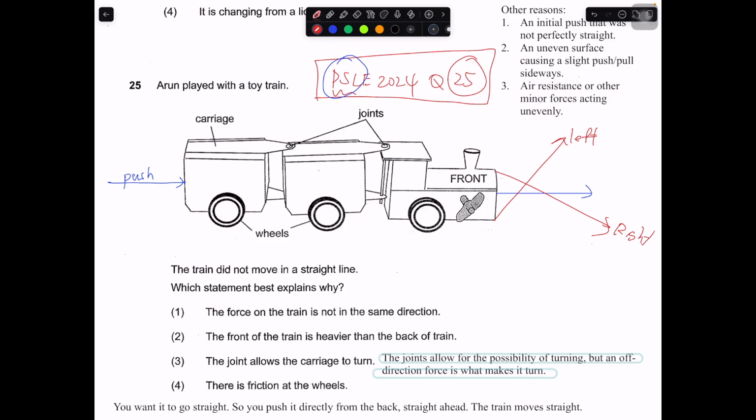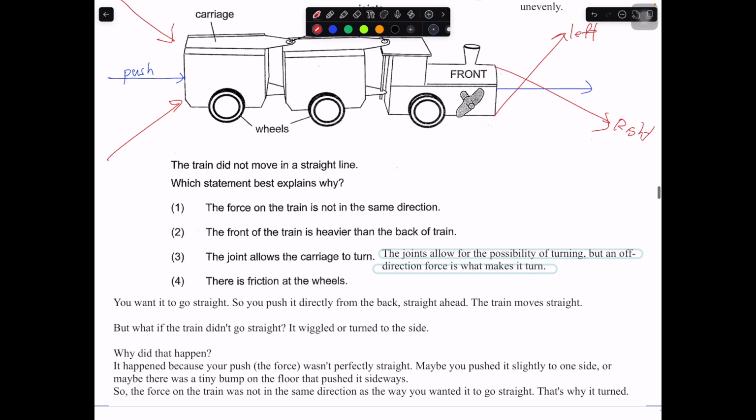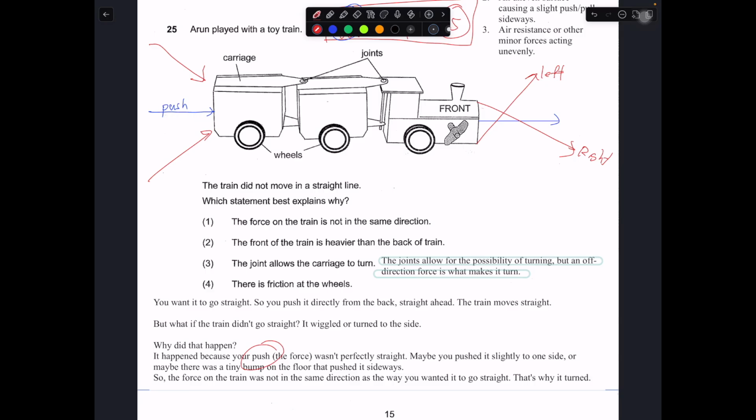In this case, the push force that you exerted on the carriage of the train must be either on the left side or right side. That's why the train will move either left or right. That means if you want the train to move not in a straight line, your push force should not be perfectly aligned with the train, which is indicated by the blue color. So you probably push it slightly to the side, or maybe there's a hump over here that caused the train to move in another direction. So the force on the train was not in the same direction as the way you wanted it to go straight. That's why the whole thing turned.